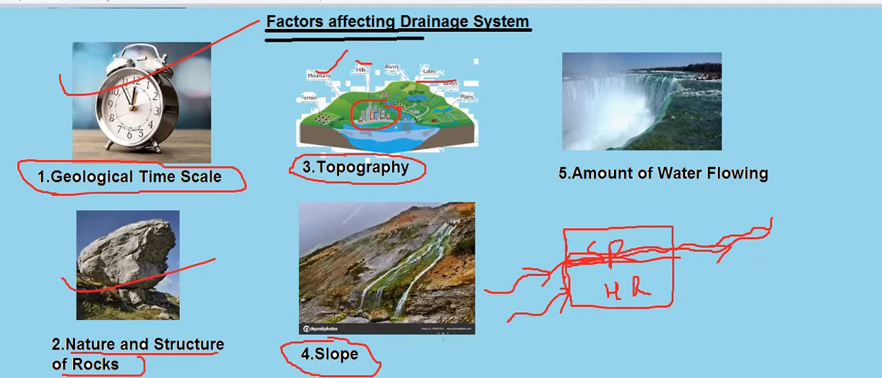The fourth factor is slope. What is slope? Suppose this is a hill. Now, if a river originates from here, then the law of gravity says that due to the slope, meaning ढलान, the river will try to move downwards.